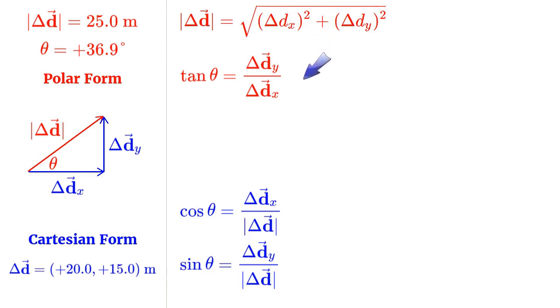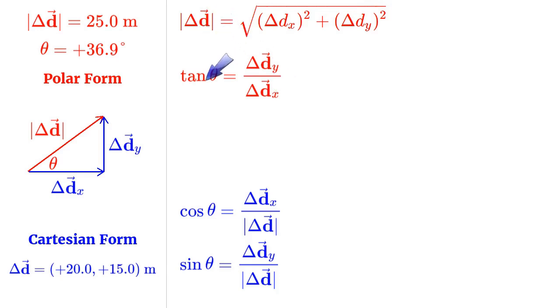The first 2 formulas, which I've color-coded in red, those are the formulas that we're going to use when we want to convert a vector from Cartesian form into polar form. So if I'm given a vector in Cartesian form, such as a displacement of positive 20 for x and positive 15 for y, then I know all of the variables on the right side of the equation, of both equations, so I can solve for the variables on the left side.